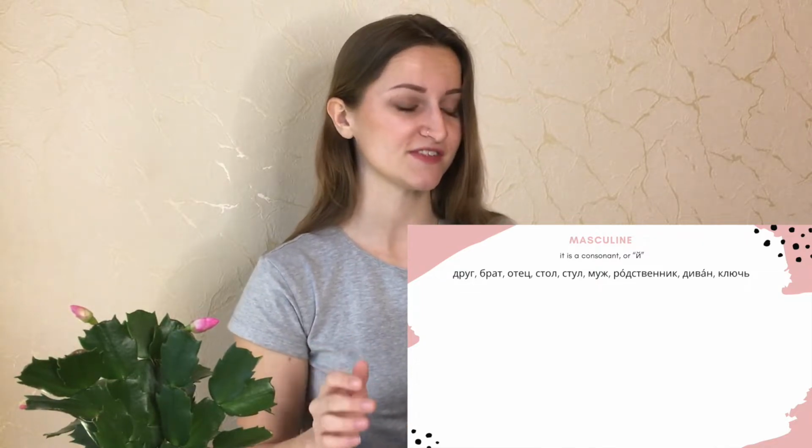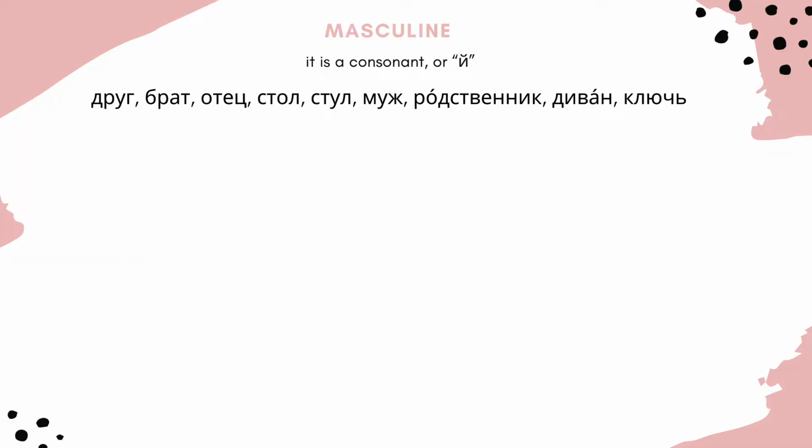We learned the alphabet last time. I hope you remember it. A good reason to review it. Alright, so here we have some words. I will read them for you without translation. We will learn them later, don't worry. I want to show you that even without knowing their meaning, you can already understand what gender they are. Друг, брат, отец, стол, стул, муж, родственник, диван, and ключ. The last one is a bit tricky. I will tell you about it more when we learn all the genders.